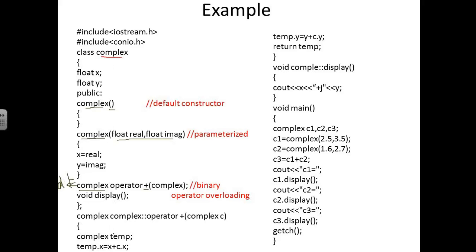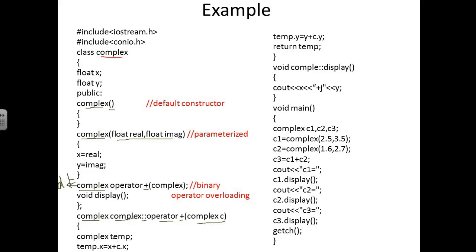Next I need to define the member functions which I have declared. Here the constructor member functions have already been defined, so now I need to define two member functions: one is the operator member function, and another is the display member function. I am defining the operator member function. For that I use the return type, class name, scope resolution operator, the operator keyword plus, and then I am passing the argument, where I have the class name and the reference. So c is the reference here.